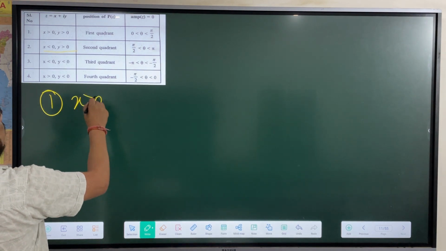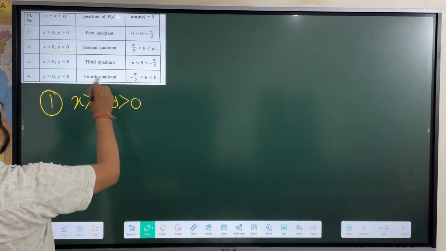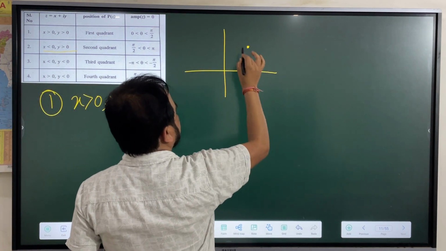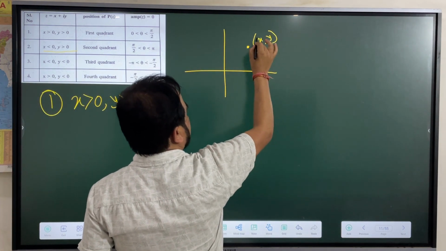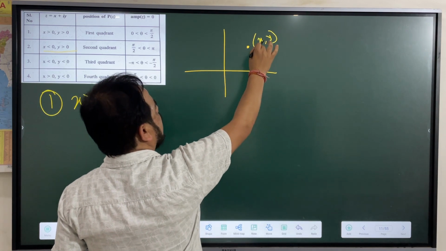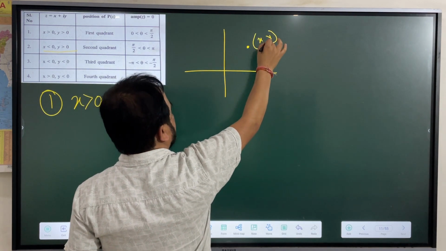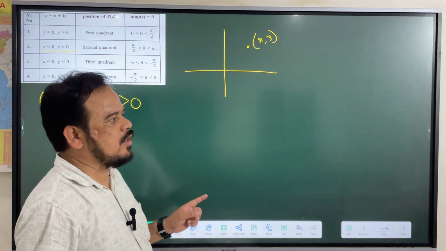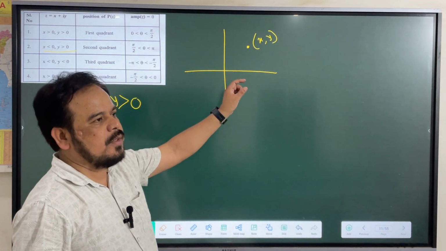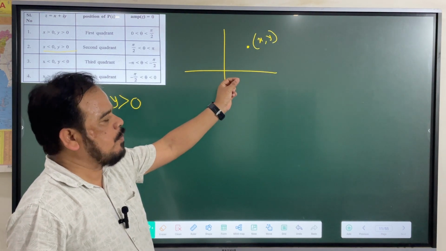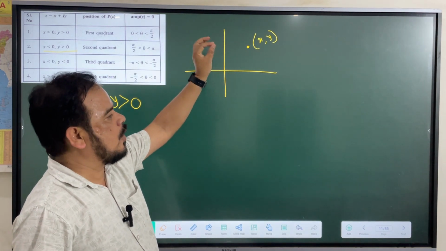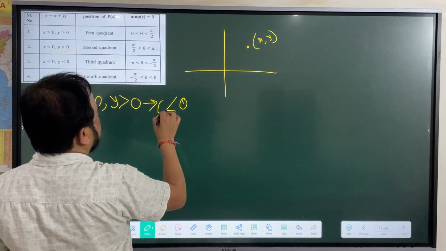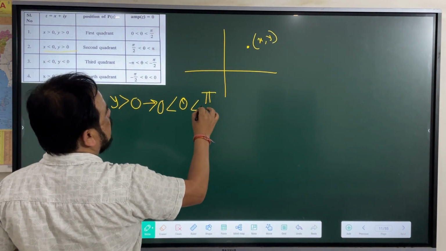X means first quadrant. Look here. If the point is here, surely this x comma y, whatever the value, will be greater than 0. X is greater than 0, y is also greater than 0. So whenever you see x is greater than 0 and y is greater than 0, that means the point is in the first quadrant. That means x is positive, y is positive, that will surely be in the first quadrant. In that case, what do we get? Theta will be greater than 0 and theta will be less than pi by 2.